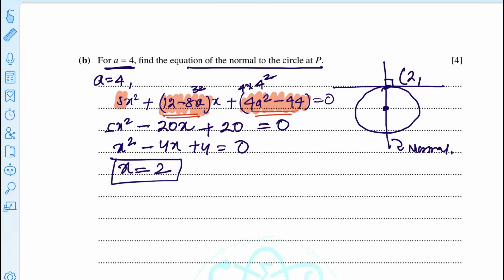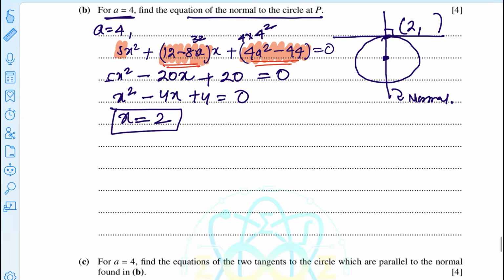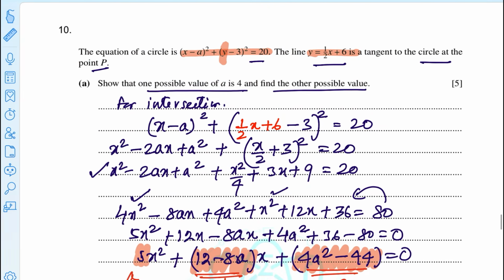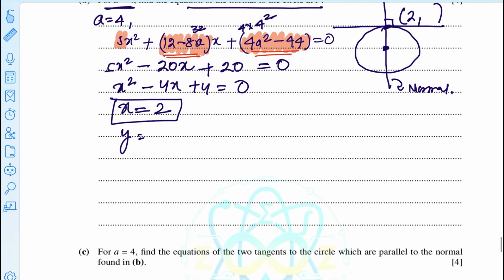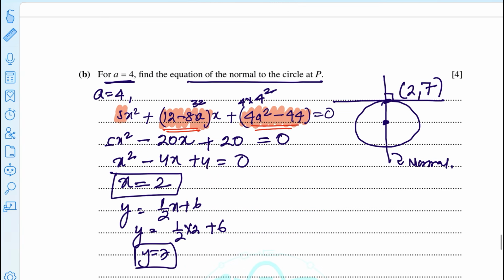So how to find the value of y? Okay, so we can check here when x equals 2. The equation of the straight line given is y equals half x plus 6, right? So y equals half times 2 plus 6, that is equal to 7. So y equals 7, I got it. So this point is 2 and 7. Is it okay? And this line equation is y equals half x plus 6.